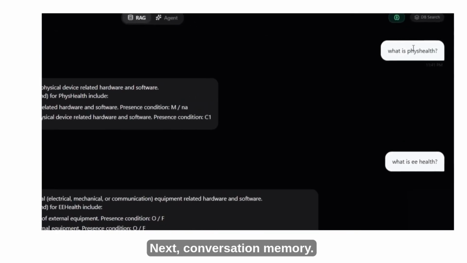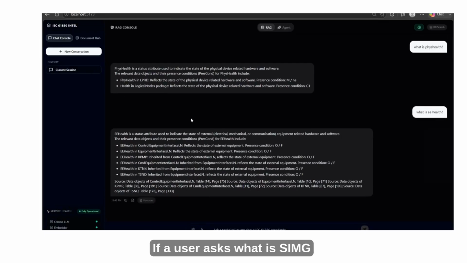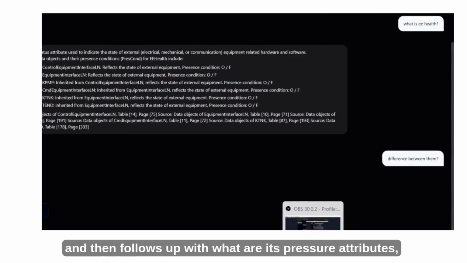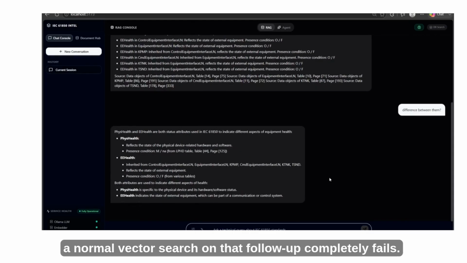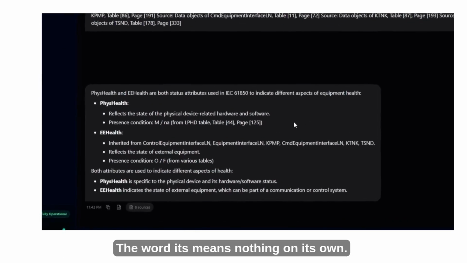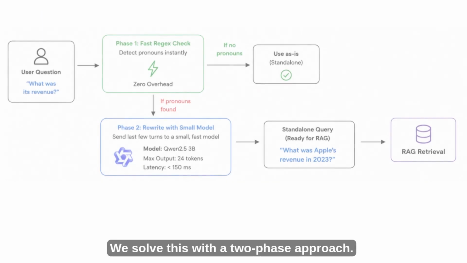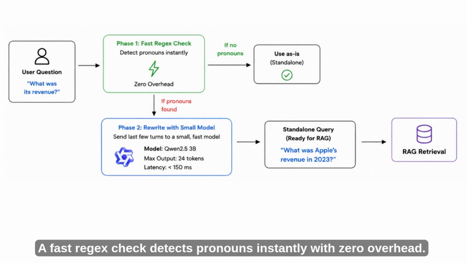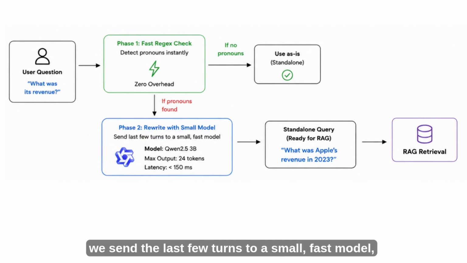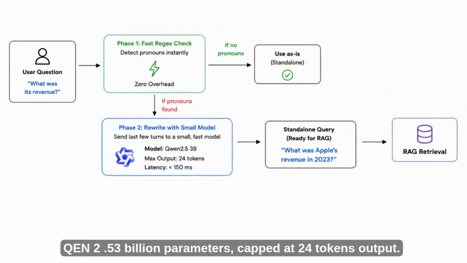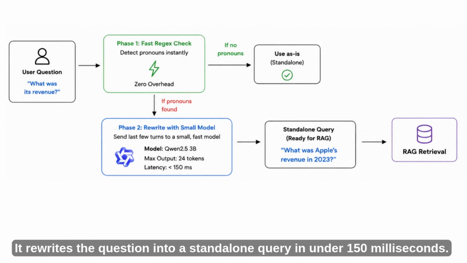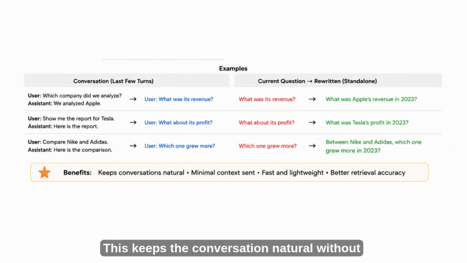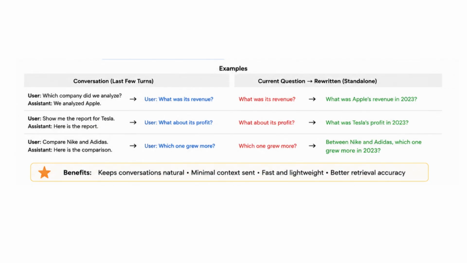Next, conversation memory. If a user asks, "What is SIMG?" and then follows up with "What are its pressure attributes?" a normal vector search on that follow-up completely fails. The word "its" means nothing on its own. We solved this with a two-phase approach. A fast regex check detects pronouns instantly with zero overhead. If pronouns are found, we send the last few turns to a small, fast model, Qwen 2.5 3 billion parameters, capped at 24 tokens output. It rewrites the question into a standalone query in under 150 milliseconds. This keeps the conversation natural without bloating the prompt with massive history tables.